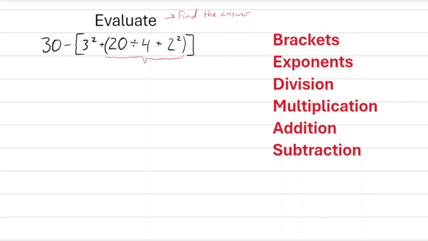So when I look at the work inside there, so 20 divided by 4 plus 2 squared, first thing I would do is look at the exponent, because exponents come before division. So let's do that work first. So we drop an equal sign, and write out the rest of my expression. And then 2 squared is 4.